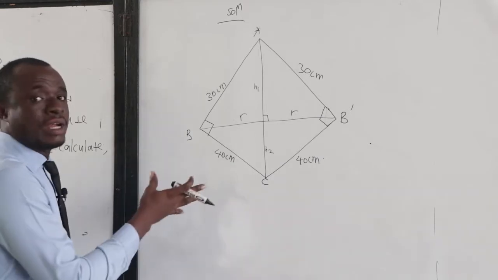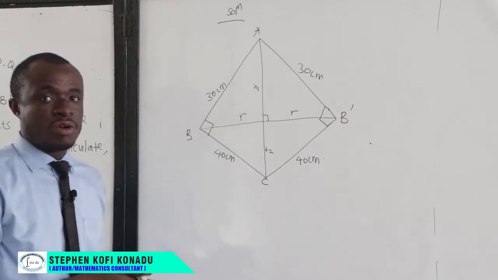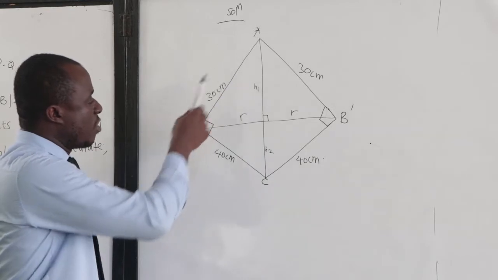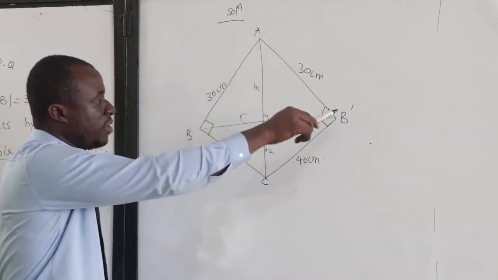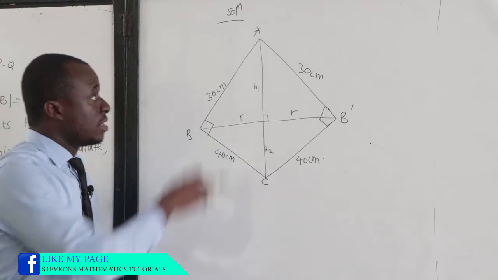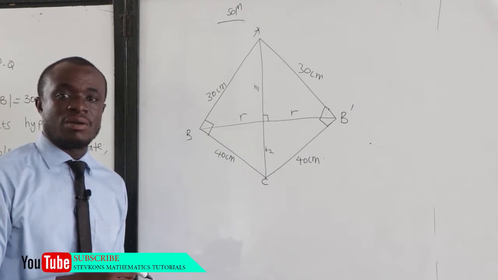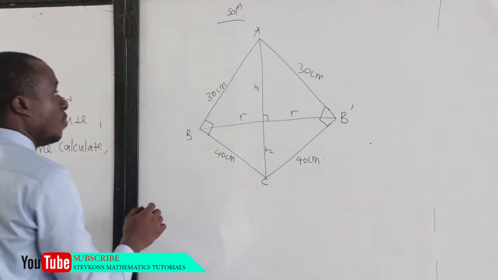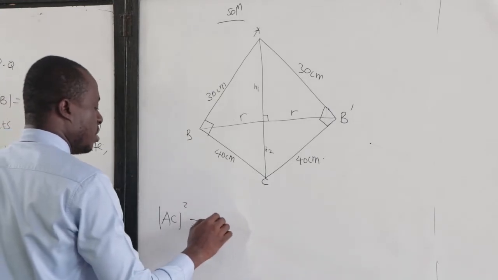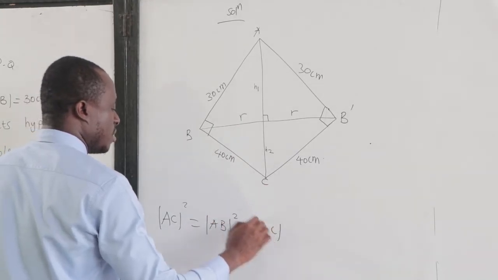You can see that we have two triangles. We have one triangle, we have another triangle. And because they are congruent, the areas are the same. So we consider the area of ABC and the area of AB prime C. We equate them and we can find the radius. Now, can we find AC? Yes, we can find AC by applying the Pythagoras theorem. What do we know? We know that AC square is equal to AB square plus BC square.